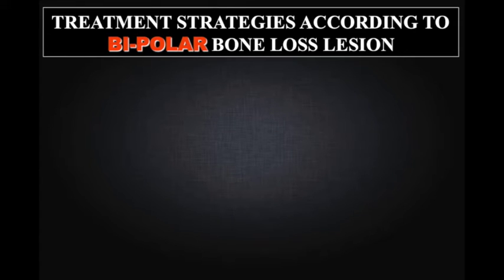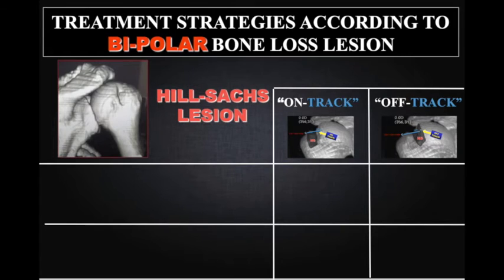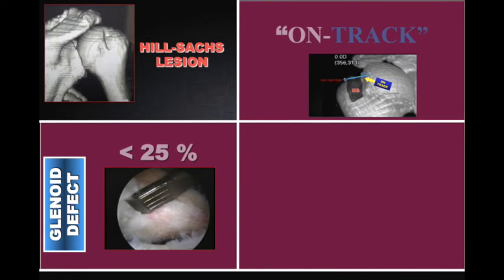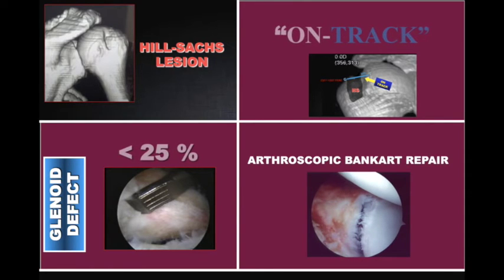Treatment strategies depending on the bipolar bone loss lesion. We consider Hill-Sachs lesions either on-track or off-track according to the criteria just described. Instead, we define the glenoid bone defect as greater or less than 25%, which appears to be the cutoff value as described in literature. When we have an on-track Hill-Sachs lesion and a bone loss of less than 25%, which corresponds to the majority of bipolar lesions, around 90%, we opt for an arthroscopic Bankart repair.